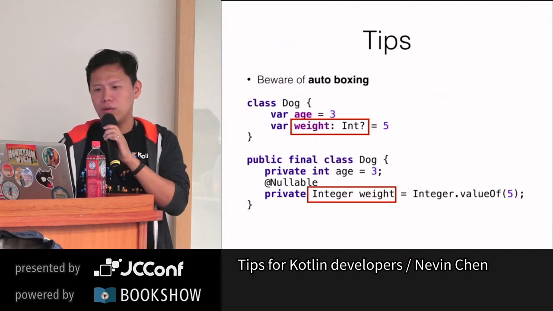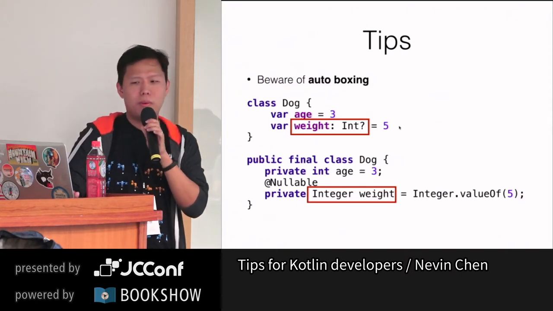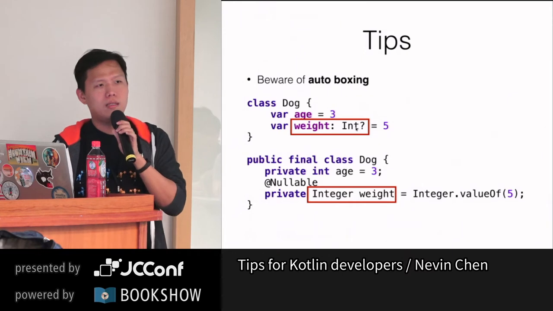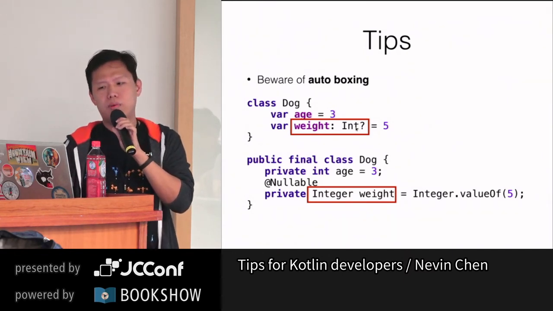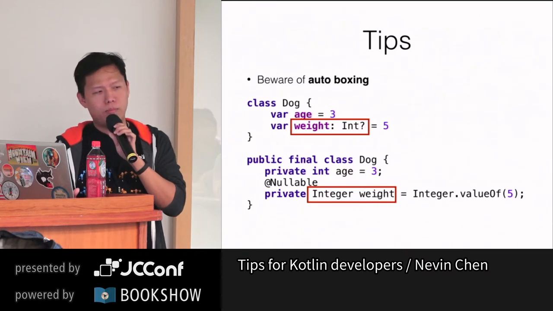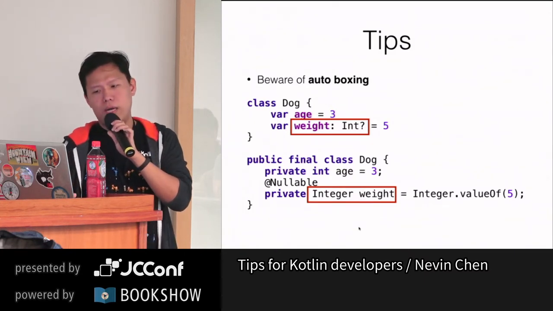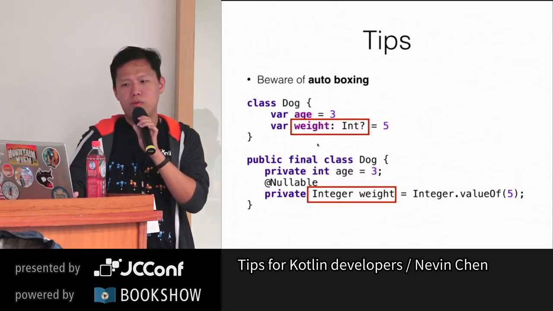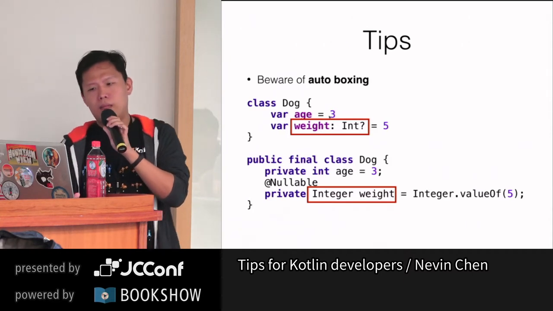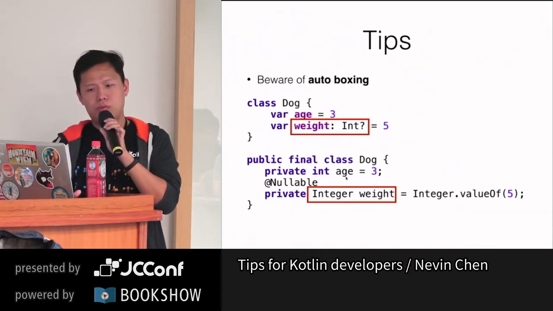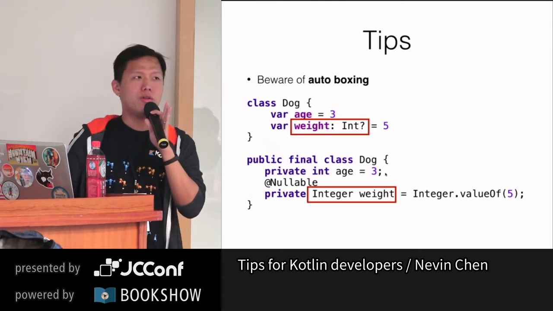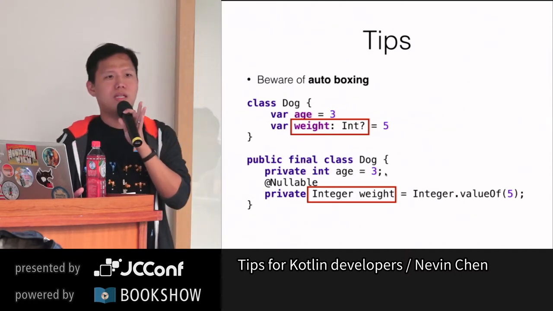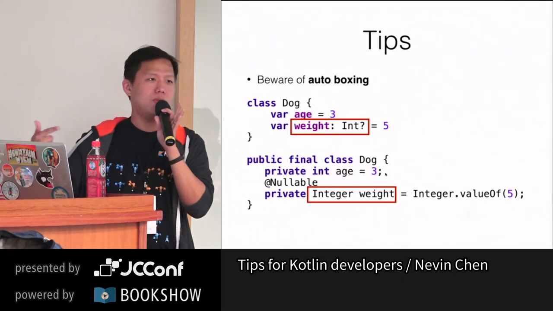Okay, we're going faster. Some tips: beware of auto-boxing. If it's a nullable class, don't use nullable classes everywhere, because when you compile to bytecode, a nullable will actually be an object. If you use a non-null, like Int here, it will be just like a Java primitive, so it will save a lot of memory. So if you're doing onDraw, please don't use nullables, okay? Android will keep running, right?